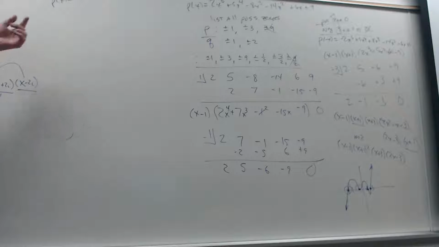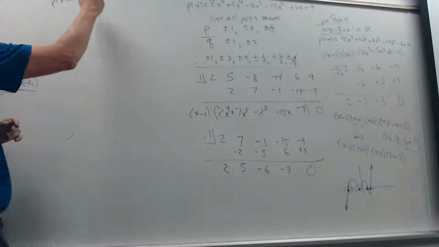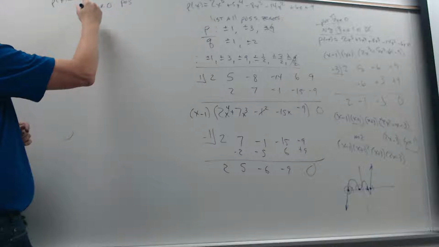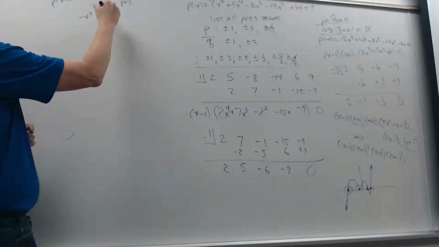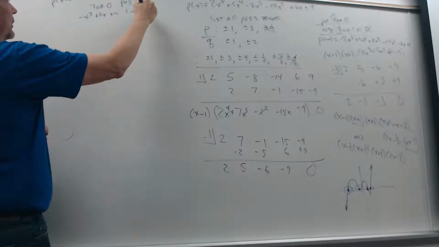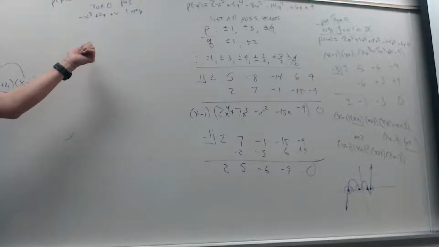Okay, how many positive zeros am I going to get? I've got 2 changes in sign, so it's going to be 2 or 0 positive. Negative x cubed plus 2x plus 4. I'm not going to have 0 negatives. I'll have at least 1 negative. So how would you factor this?